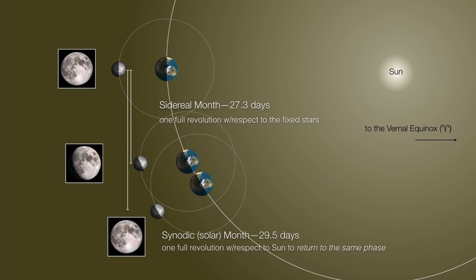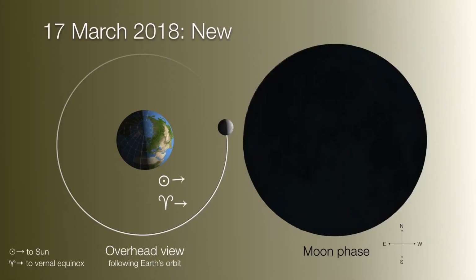So there's a difference. When we say a month, the first question we have to ask ourselves is, well, what do we mean by month? So let's imagine the phases. Now we're going to take a split screen view, you might say. We have the Earth and the Moon on the left. We have the phase of the Moon as it appears on the right. And you notice I've drawn a symbol representing the direction to the Sun, and a second symbol representing the direction to the vernal equinox.